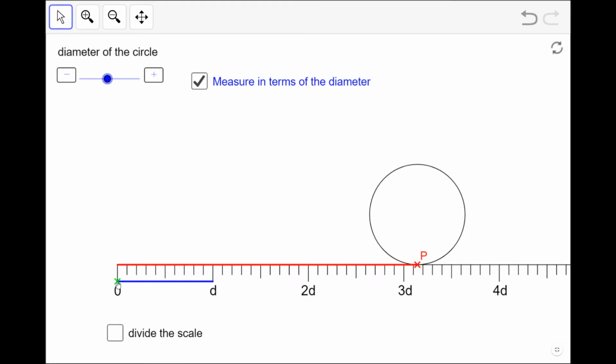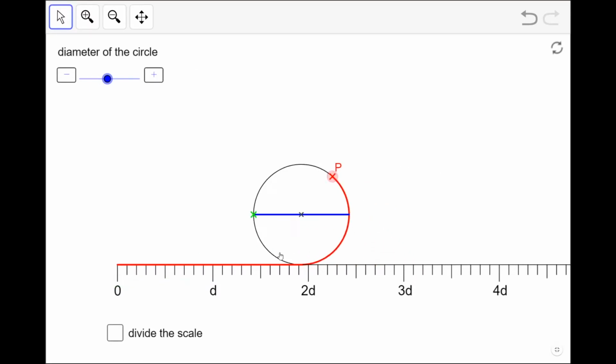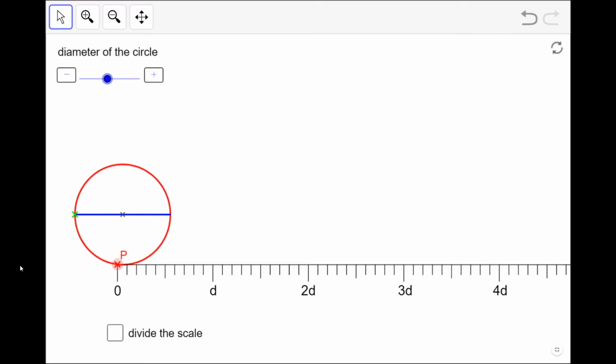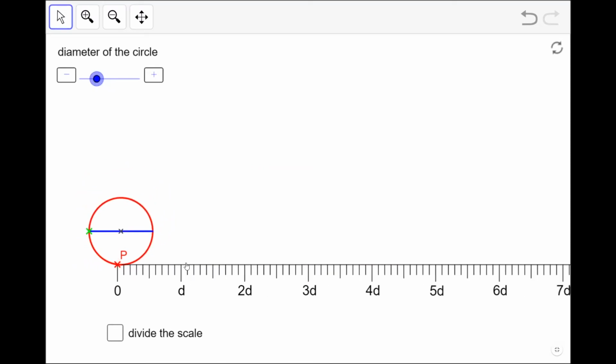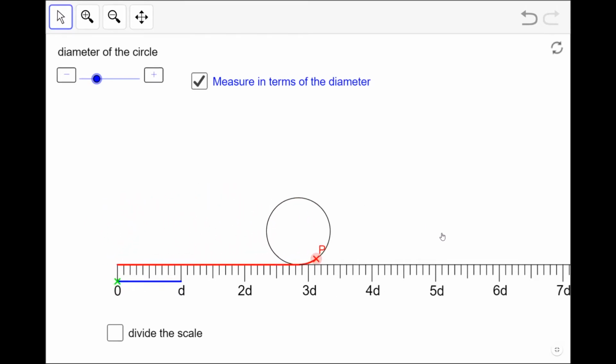And we can see this regardless of how big the circle is. So let's make the circle smaller. Right, we made the circle smaller. Once again, the diameter is still the correct measurement. We are going to unravel it and we still get 3 and a bit.